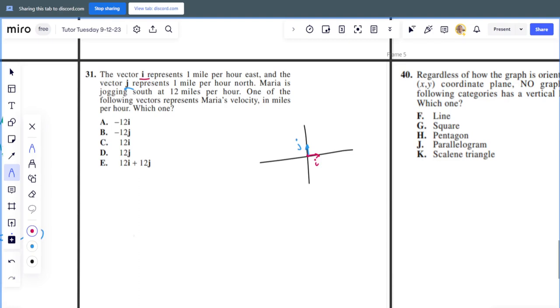Maria is jogging south at 12 miles per hour. One of the following vectors represents Maria's velocity in miles per hour. Which one? Any ideas in the chat? Think it's A?